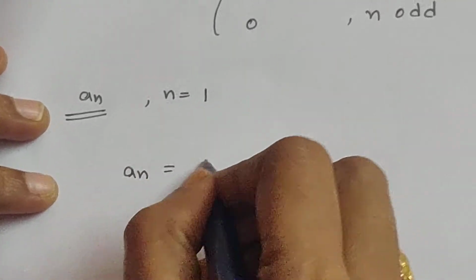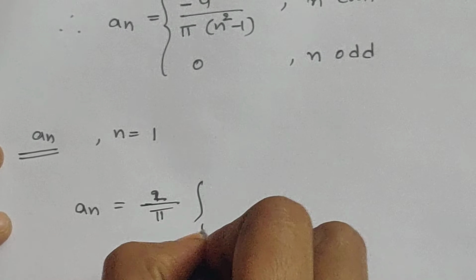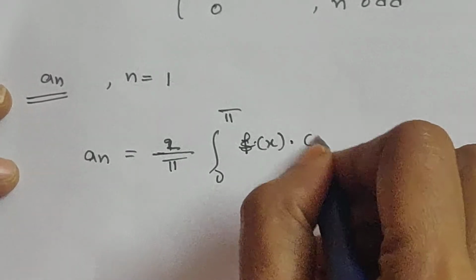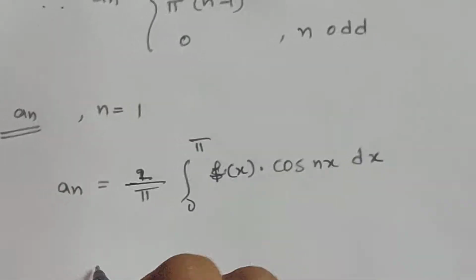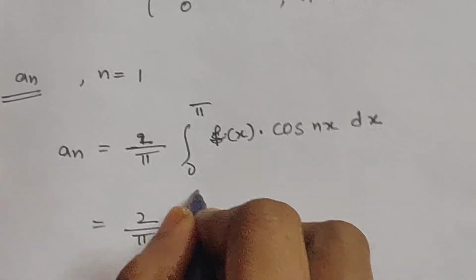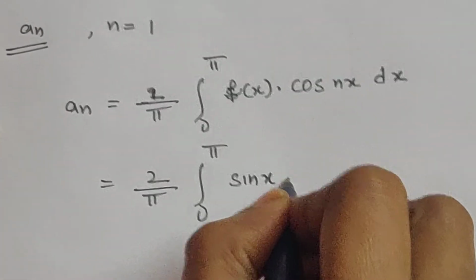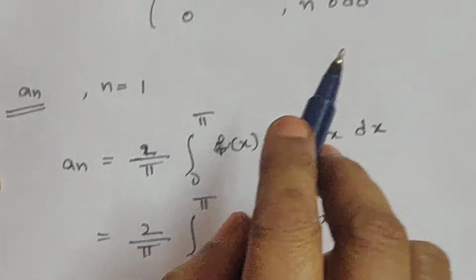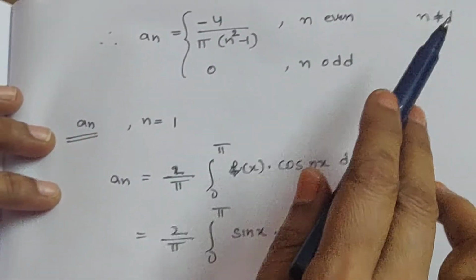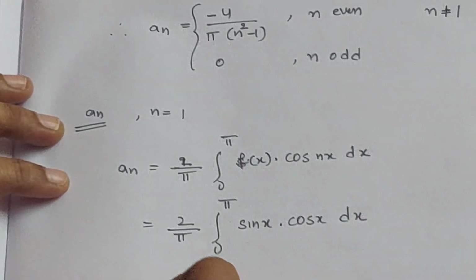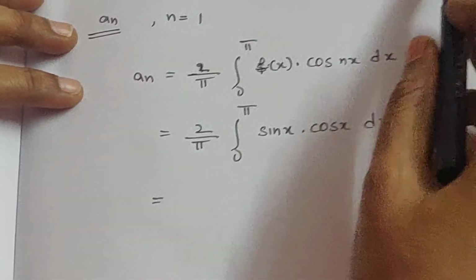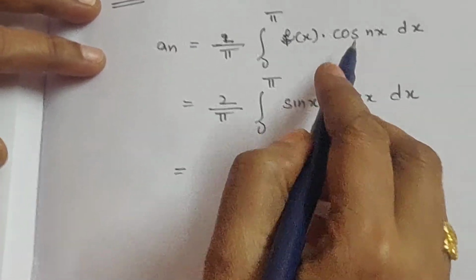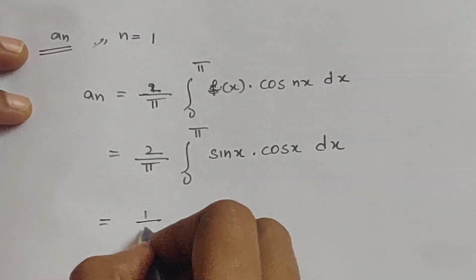We have the an formula: 2 by pi integral 0 to pi f of x cos nx dx. That means 2 by pi, integral 0 to pi, f of x means sin x, cos nx, with n equal to 1, that means cos x dx. Actually we did an when n not equal to 1, because if n equal to 1, the denominator doesn't satisfy. That's why we did it when n not equal to 1. Now we are finding an when n equal to 1. So when n equal to 1 it means cos x. So how to evaluate this?